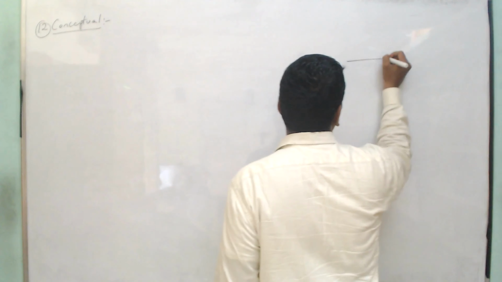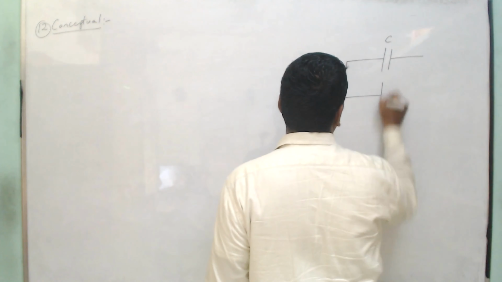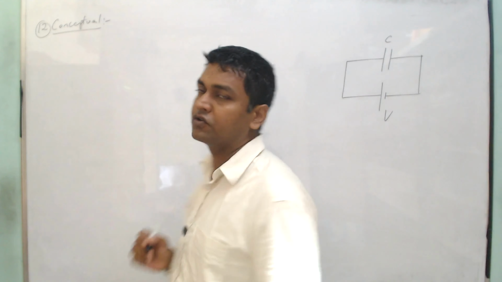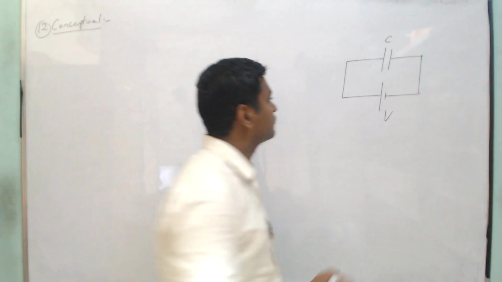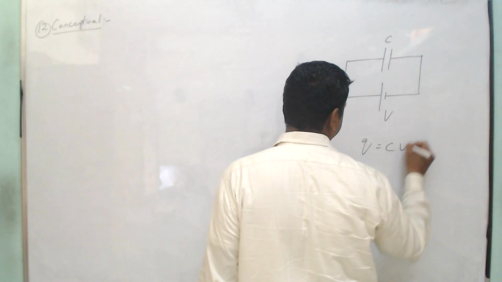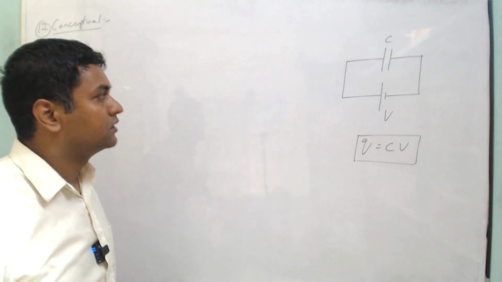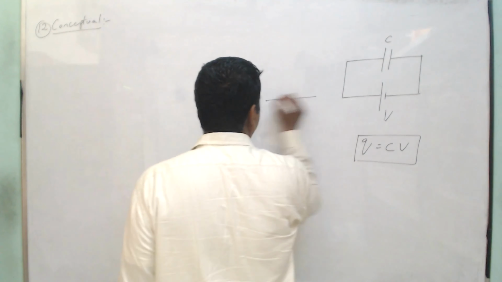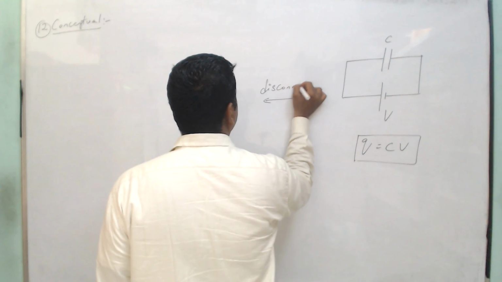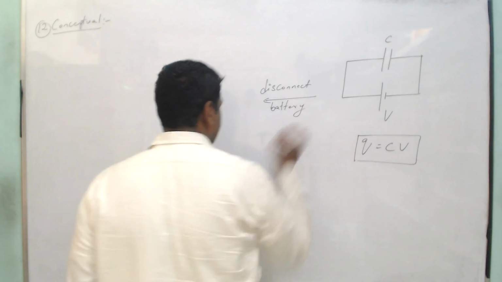Suppose I have a capacitor of capacitance C, and it is attached to a battery of V. So what is going to happen is that the charge will accumulate according to this equation. Now I am going to disconnect the battery, after the charges have accumulated.